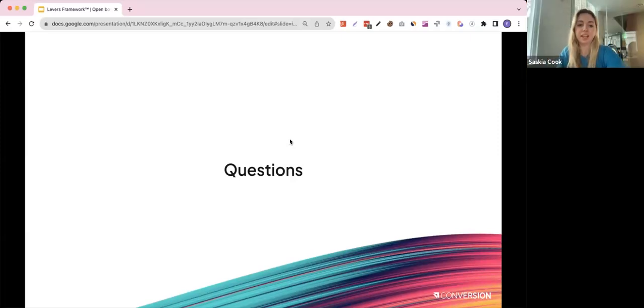Nice. Yeah, absolutely. That's a really good point around the fact that the website isn't static. So you could see performance of the lever drop, and then ultimately 6 months down the line, something in the industry could change that brings that lever back up in terms of performance, for example.